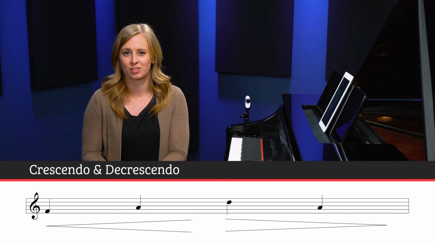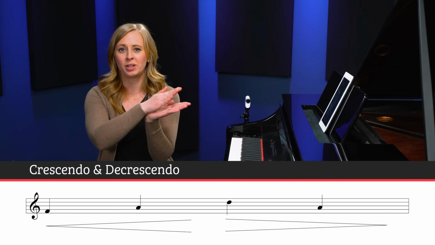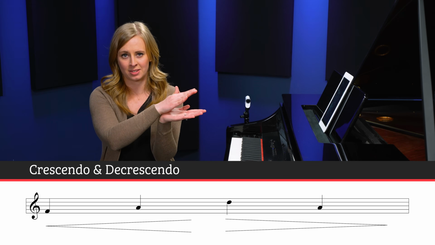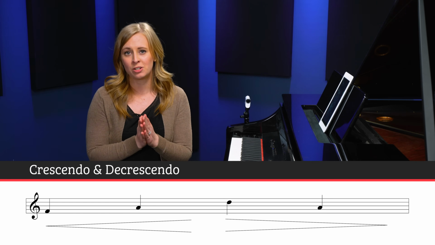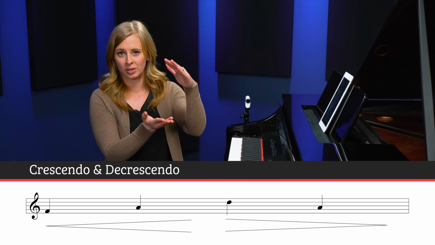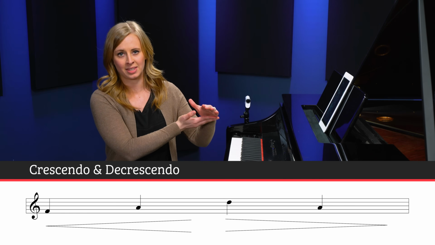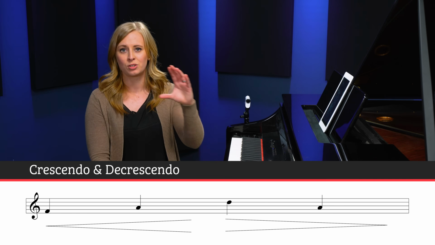Our crescendo lines start off closed at one point and open up, indicating an increase in sound from quiet to loud. The diminuendo or decrescendo starts off open at one point to its closing at the end, representing a louder to a quieter sound. Now onto articulation.